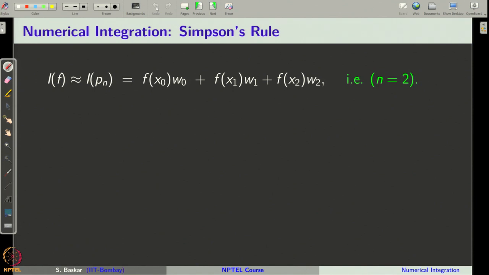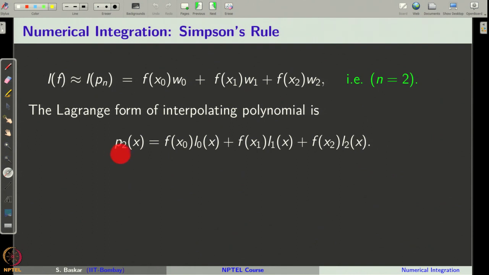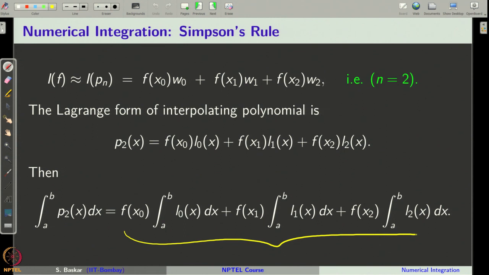Therefore, our quadrature formula will be f of x0 w0 plus f of x1 w1 plus f of x2 w2, right? If you write the interpolating polynomial p2 in the Lagrange form, you get this expression with n is equal to 2. The idea is to integrate this polynomial, and thereby you will have the integral from a to b of the Lagrange polynomials, and they give you w0, w1 and w2. So, this is the idea that we have been following to derive the quadrature rules, and that leads to this expression.